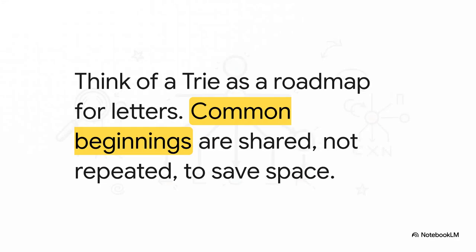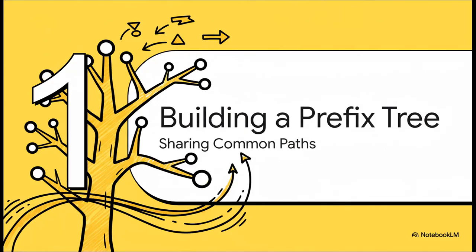Honestly, the best way to picture a trie is as a roadmap, but for letters. Every turn you take is a different letter. Now, instead of storing whole words like apple and application in two completely separate boxes, a trie shares the path. That shared journey is the secret to its incredible speed and elegance. So how do we actually go about building one of these letter roadmaps? Let's just walk through it step by step.